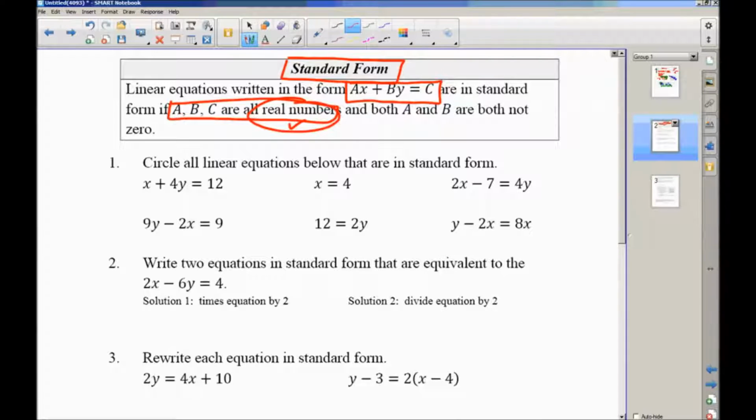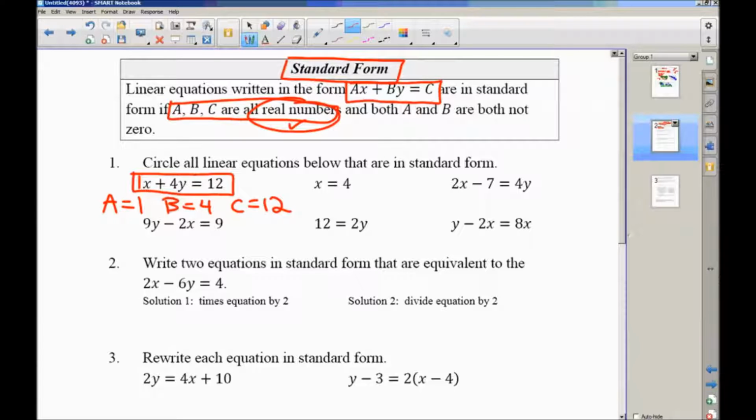Okay. Number 1, circle all the linear equations below that are in standard form. So the first one is in standard form. And I'm going to go through and name some a, b, and c so you get an idea of what's happening with those. So in this case, a is 1, b is 4, and c is 12. So we have the variable terms on the left side together. By convention, usually the input variable will come first. And we usually try to make the number in front of the input variable be positive. So we put a 1 there. Okay? So 1, 4, and 12.